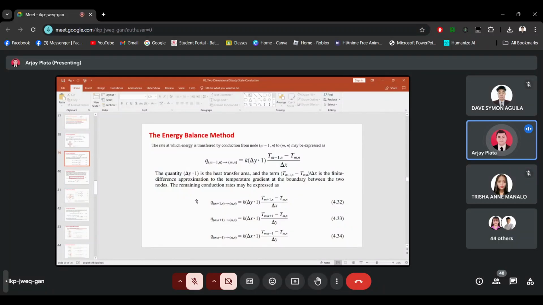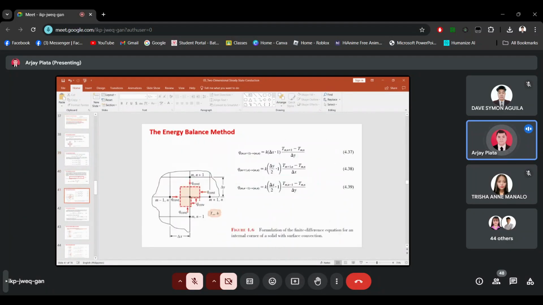We also applied the finite difference approximation to the temperature gradient at the boundary between the two nodes, so the remaining conduction rates are also expressed. We also studied the temperature distribution for different cases.